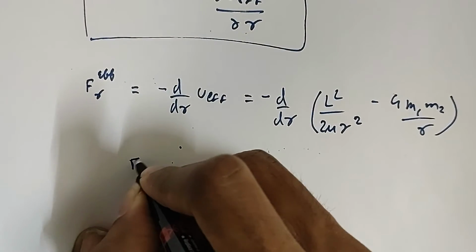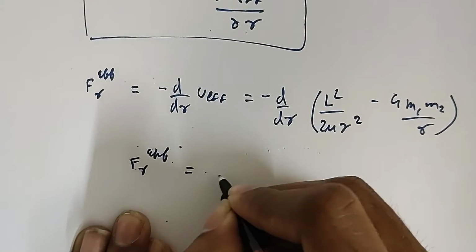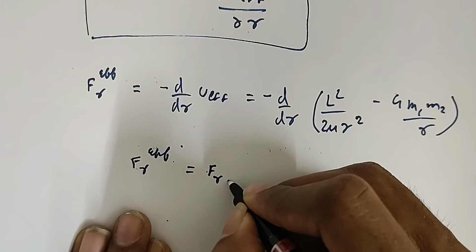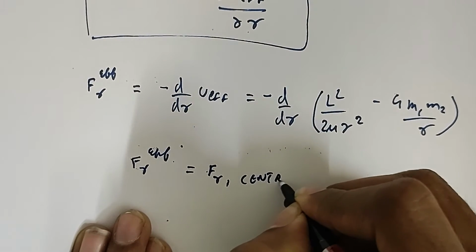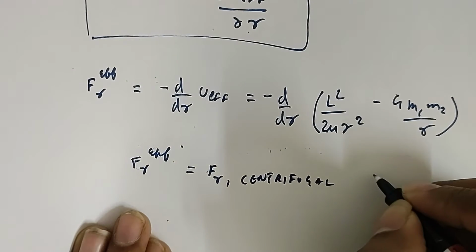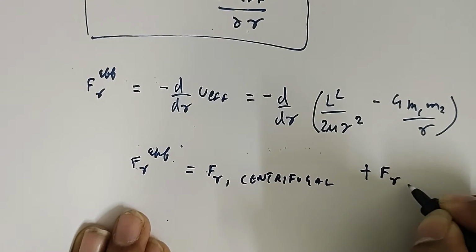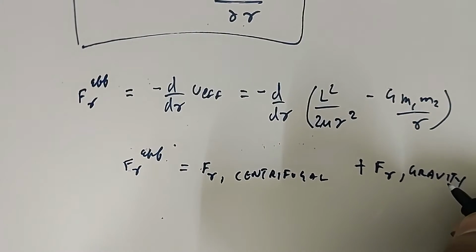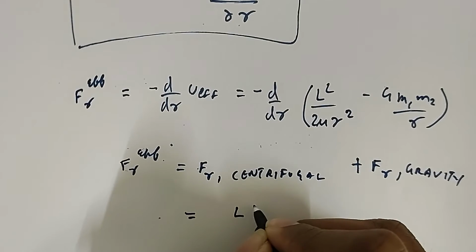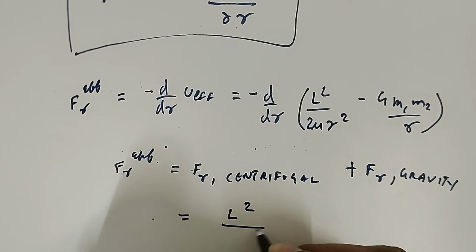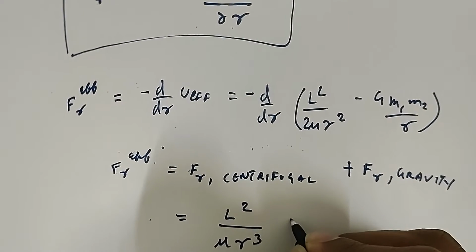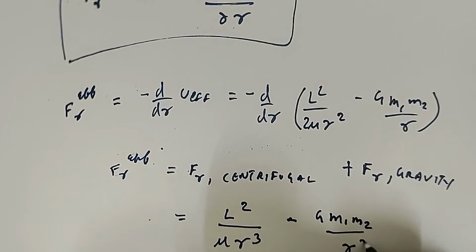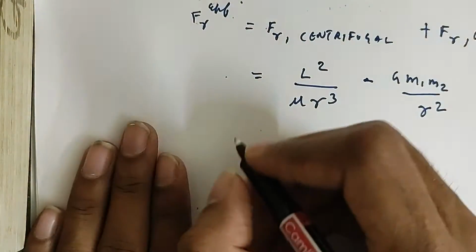But basically, my effective potential energy is nothing but the combination of two forces, Fr of centrifugal force plus Fr gravity. Thus, I get an equation: L square upon mu r cube minus G m1 m2 upon r square.